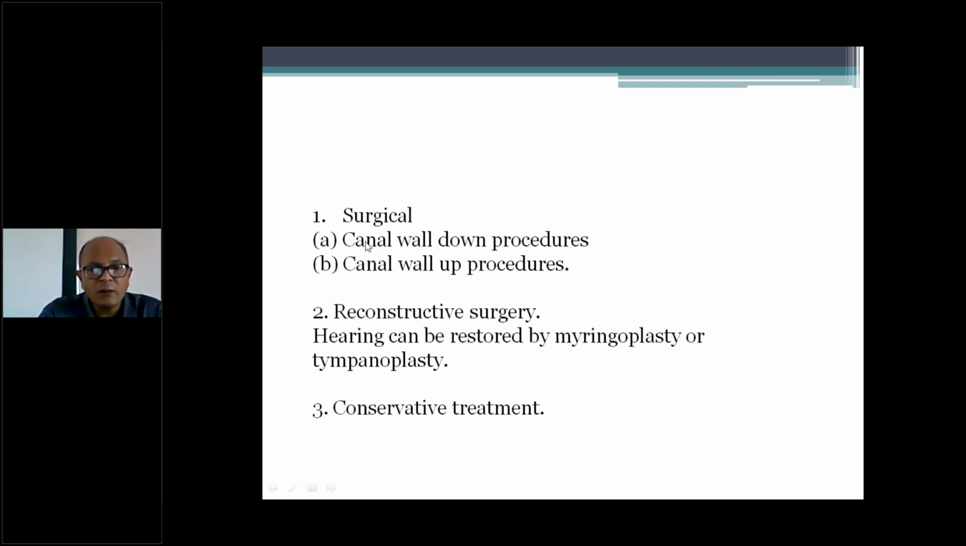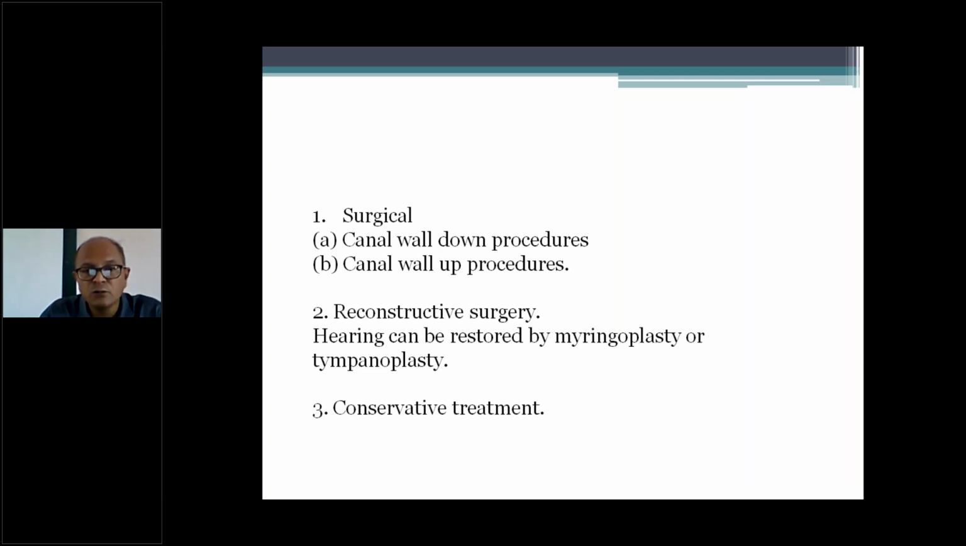Now, the canal wall down procedure classically is known as a modified radical mastoidectomy, a radical mastoidectomy, and a Bondy's operation. So these three come in canal wall down surgery. Now, in the canal wall down procedure, there are two approaches. One is the posterior to anterior approach and the other is the anterior to posterior approach. So what we do here routinely is a posterior to anterior approach.